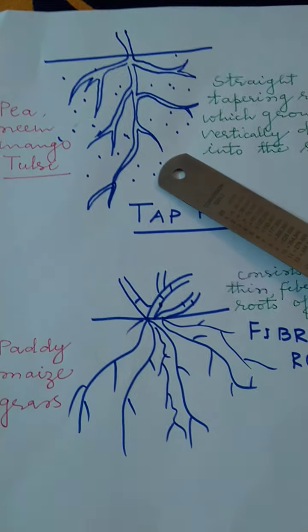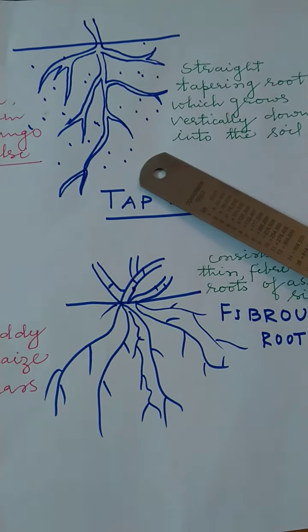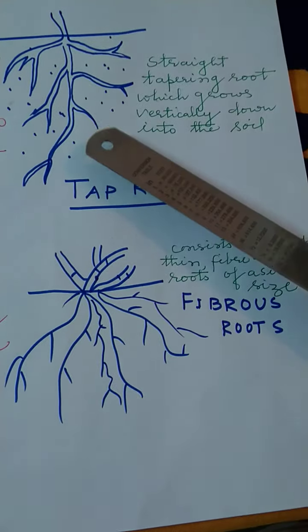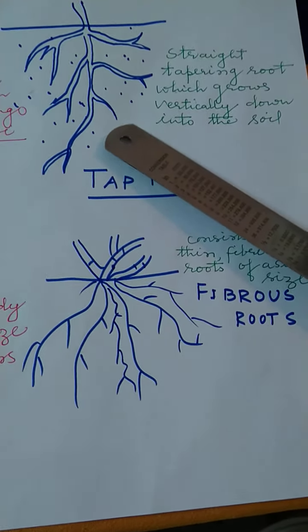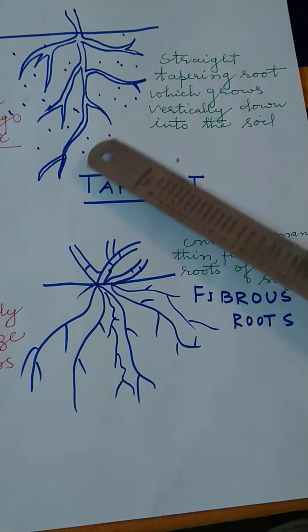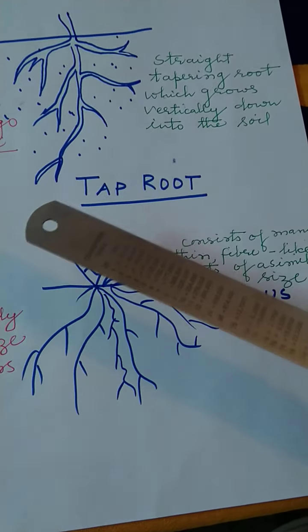Children, here one thing is very important. In our previous classes, we studied that some tap roots that store food are special tap roots. They are carrot, turnip, beetroot. All these tap roots store food for the plant in the form of starch.